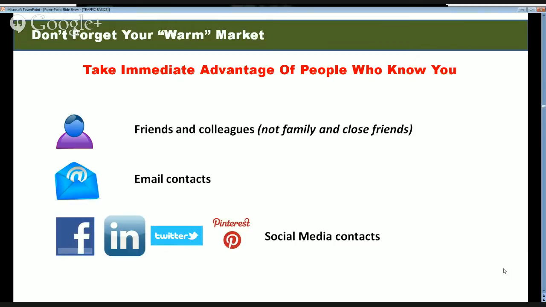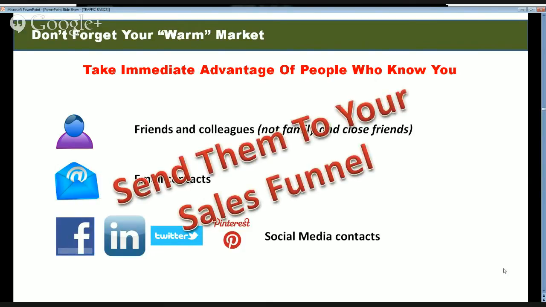So what do you do? You don't contact them. You don't talk to them in person. You don't send them email messages on a personal level. Okay, you don't chit-chat with them on social media. What you do is you send them to your sales funnel. You've got this sales funnel, and it's a great way to test it.